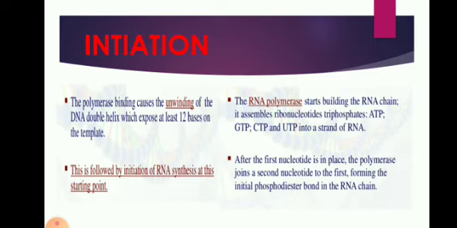So in the initiation phase, polymerase binding causes the unwinding of the double helix, at least 10 to 12 base pairs, not more than this, and this is followed by RNA synthesis at the starting point. So RNA polymerase starts binding to the RNA chain. It assembles nucleotides, that is triphosphates: adenosine triphosphate, guanosine, cytosine, and uracil, because in RNA thymine is replaced by uracil. So after the first nucleotide is in place, polymerase joins the second nucleotide to the first, forming the chain, and the chain initiates.